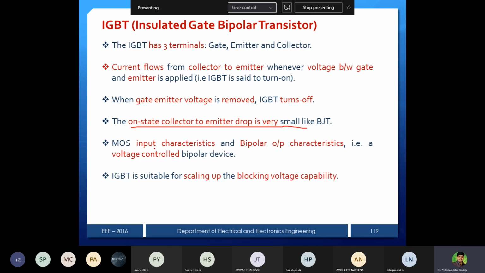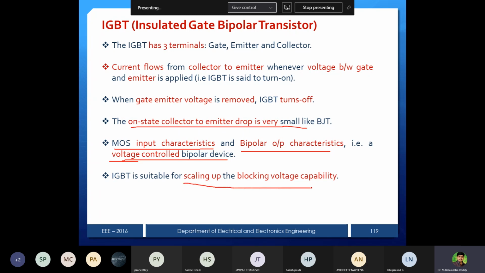But whereas if we keep that MOSFET on the load side, when the device is on, you will get a lot of drop. So that is one thing. Here, the input characteristics we can consider as MOSFET related, and the output side we can consider as a BJT. So we can say it is a voltage controlled bipolar device. So we are able to control the device in a voltage control manner. But individually, a BJT is current controlled and a MOSFET is voltage controlled. Because we consider this input side as a MOSFET, the device is a voltage controlled bipolar device.